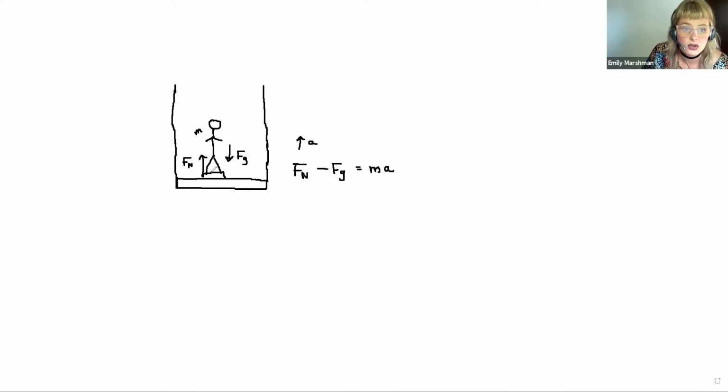The scale exerts a normal force on you upward. You exert an equal and opposite force on the scale. And that's what the scale reads. Okay? So if I can solve for the normal force here, that's going to tell me what the scale reads, because that's the same magnitude that you exert on the scale.